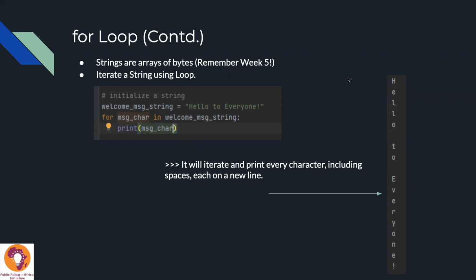So on the first iteration of our loop, we get the first character of our welcome message string, because remember, we can consider this like a list here, and we print the H. The second iteration of the loop will print the E. The third iteration of the loop, we print the L, and so on, all the way down until we've printed that final exclamation point at the end of our string, and then we'll exit the for loop.